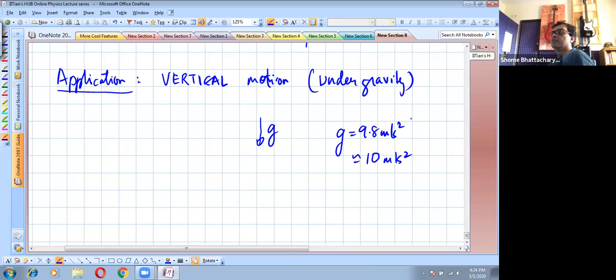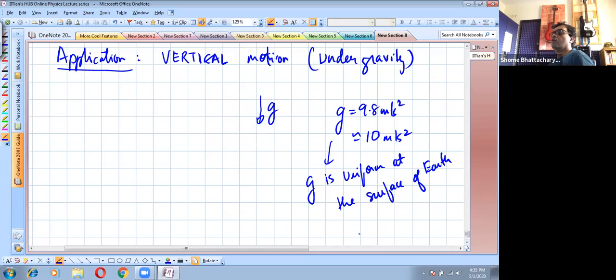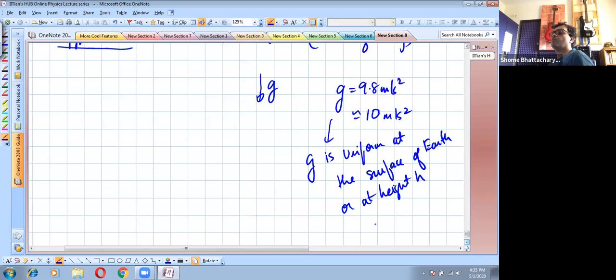Okay. So why are we able to treat gravity as constant? Because g is uniform at the surface of the earth, or at a height h such that that height is very small compared to the earth's radius. Okay. So R_E is the radius of the earth.